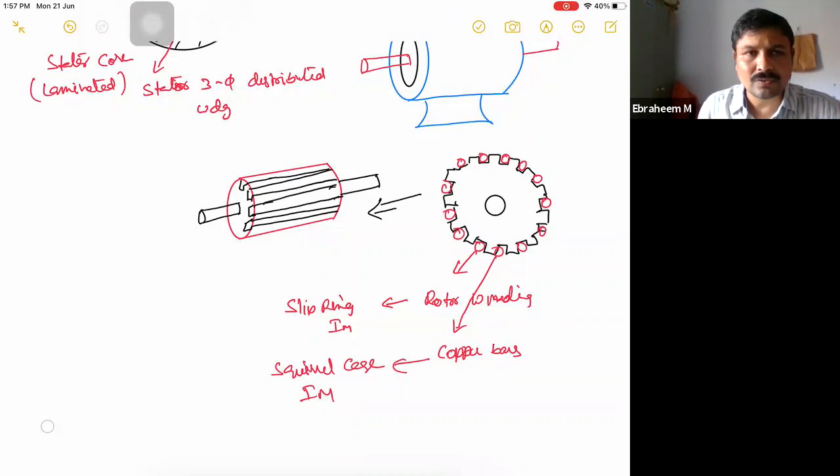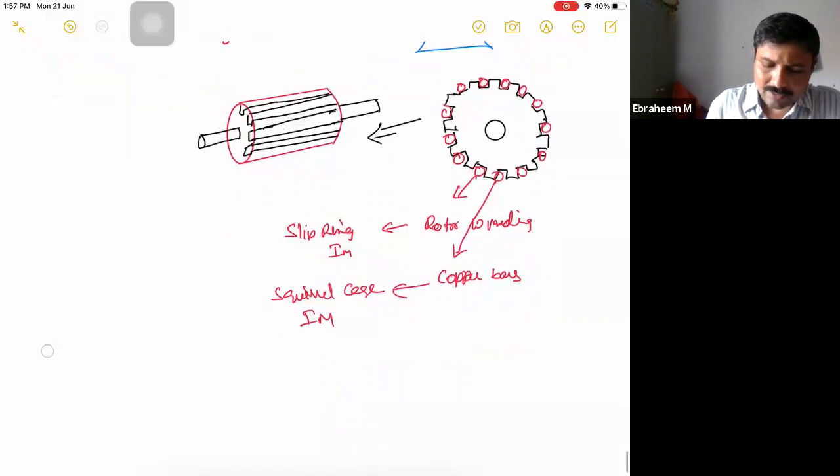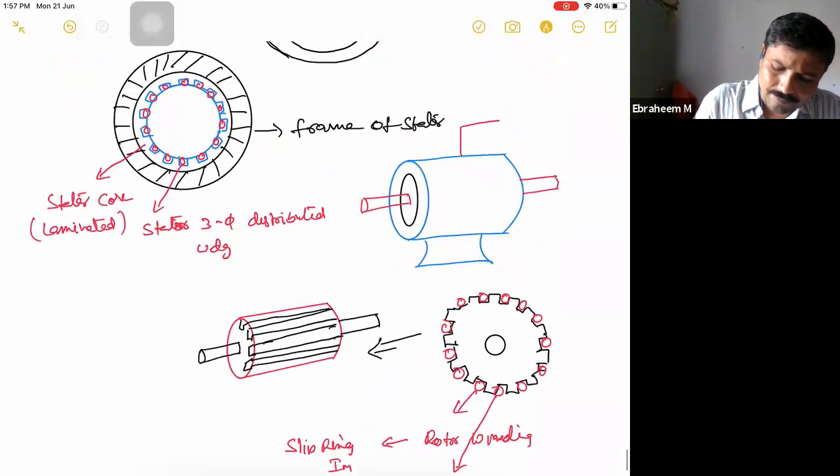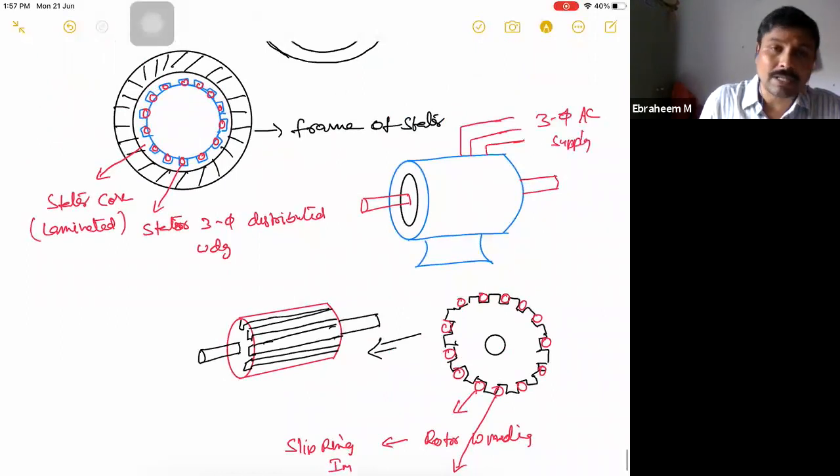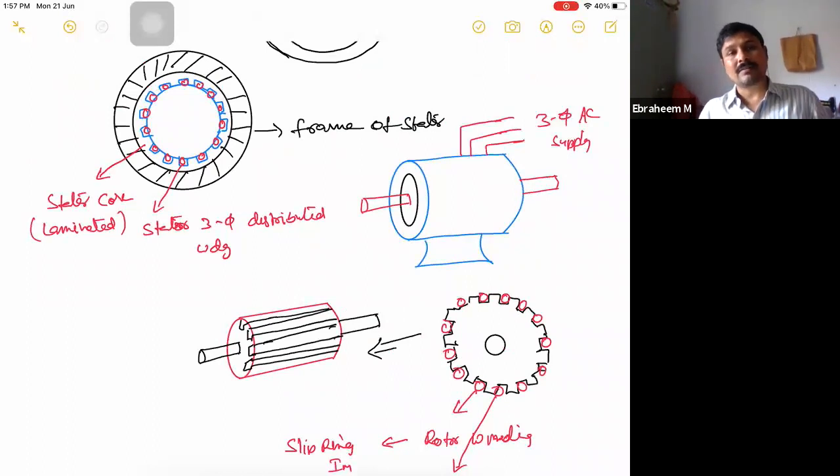Okay, so for the stator only we will give supply. The three windings of the stator are brought outside for the three-phase AC power supply. Some more parts are there which are important from the construction point of view. Those things we will cover in the next class.